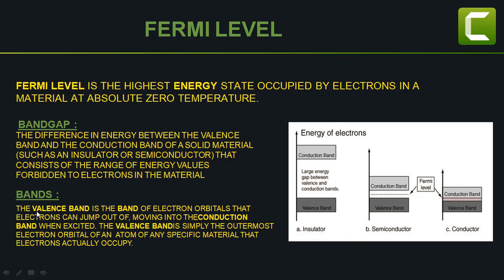So let's see what is the definition of conduction band and valence band. The valence band is the band of electrons or orbitals that electrons can jump out of, moving to the conduction band when excited. The valence band is simply the outermost electron orbital of an atom of any specific material that electrons actually occupy. So this is the conduction band.